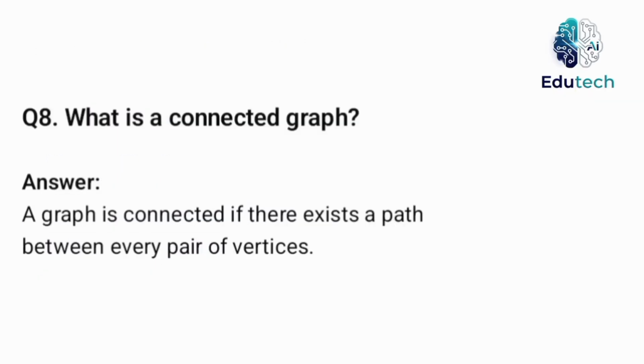What is a connected graph? A graph is said to be connected if there exists at least one path between every pair of vertices in the graph. Connected graphs ensure full reachability among vertices and are important in network connectivity analysis.